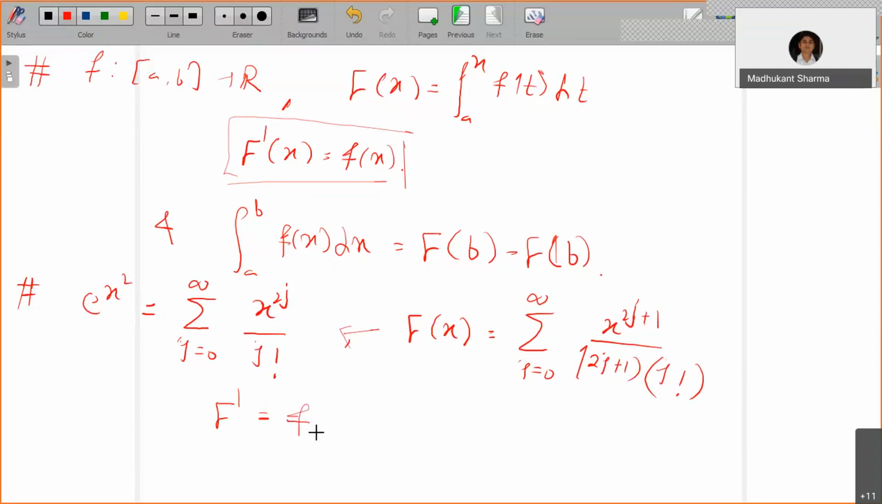But this is only true when this series is uniformly convergent, and then there you will come across this Weierstrass M-test and all, that you must have learned in your calculus course. But it is not possible to have an antiderivative for every function. So what is our demand? Our demand is we wish to find the integral.